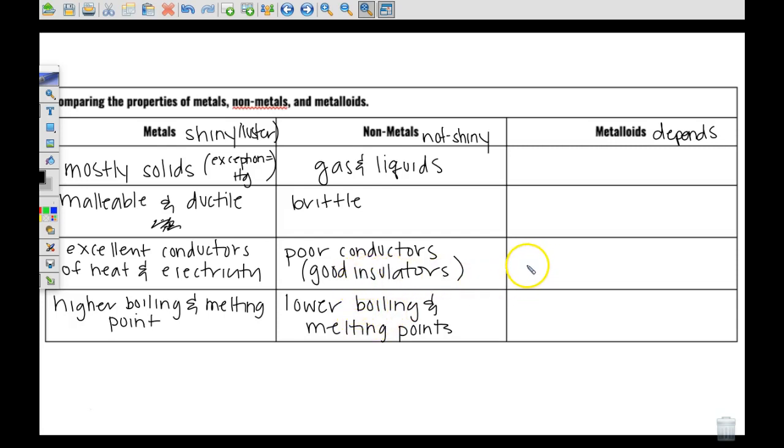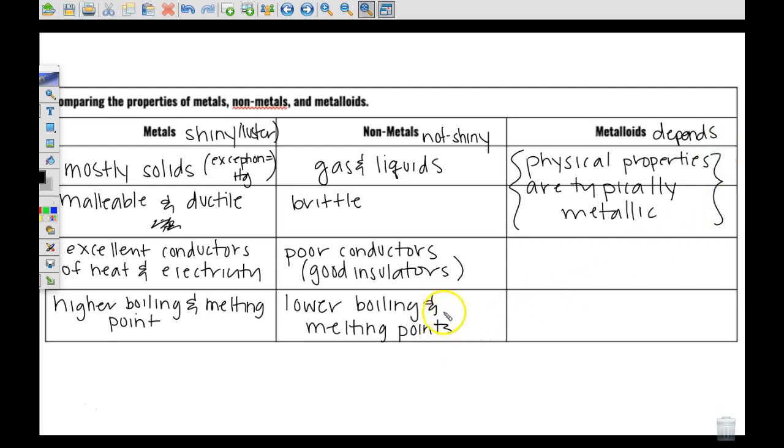So in terms of metalloids, it gets a little confusing, but there's a general rule of thumb. Metalloids, their physical properties, so what they look like, their texture, their densities, what have you, are typically metallic in nature. While their chemical properties, their flammability, their reactivity, are typically non-metallic.